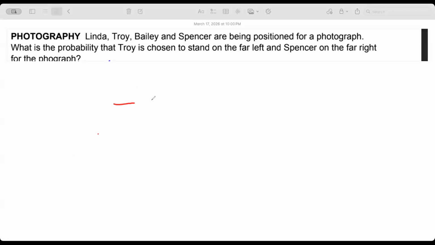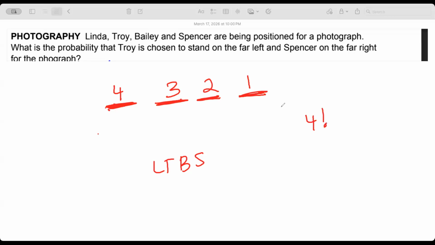So, Linda, Troy, Bailey, Spencer. There are 4 places, right? In how many ways can they be rearranged? This place can be taken up by 4 people. This place can be taken up by 3 because I already positioned 1 here. Now, this place can be taken up by 2. This place can be taken up by 1. So, basically, it's 4 factorial. That's the total possibilities, right?